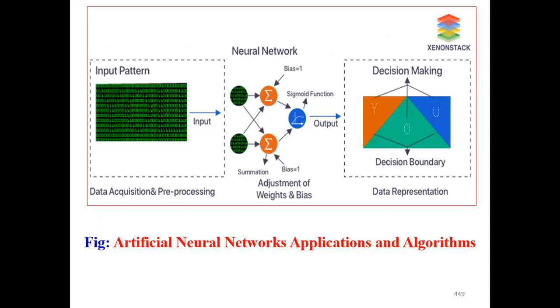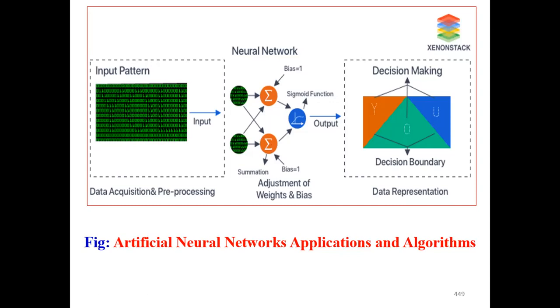If you see the process, it takes an input pattern, for example an image I'm giving as data, through acquisition and pre-processing. That is called the input pattern. Then we select the neural network. Here, if you see my cursor moving, this is the input I am giving to the neural network, and this is the summation function it calculates, and we are adding the bias.